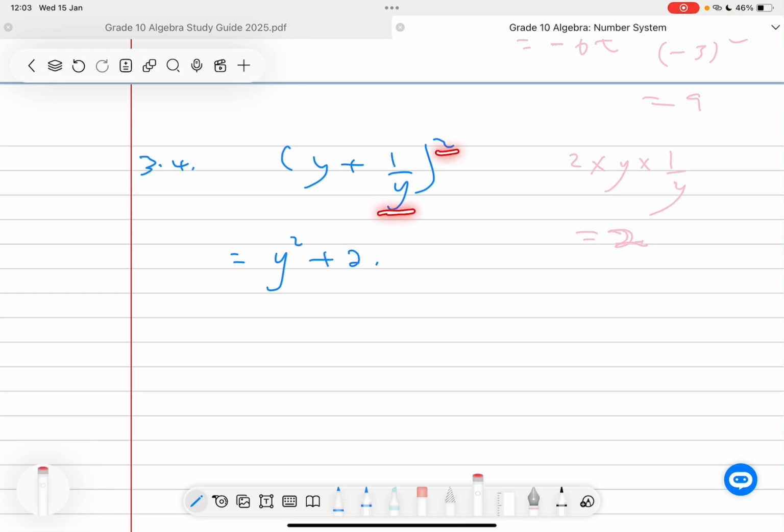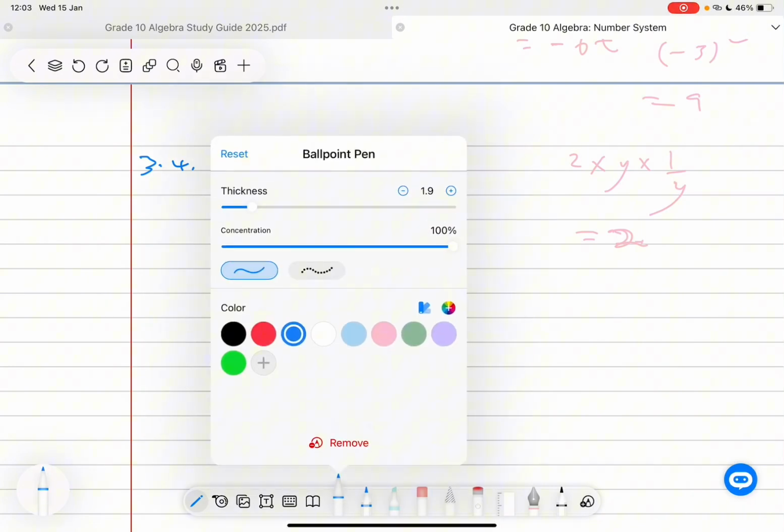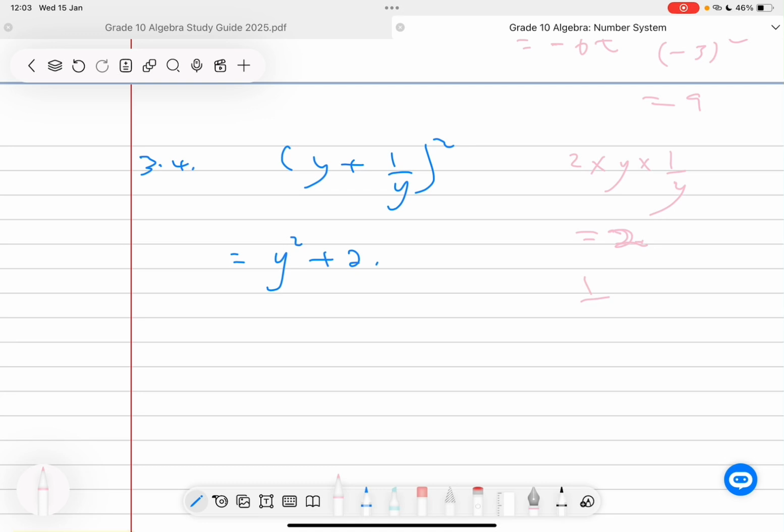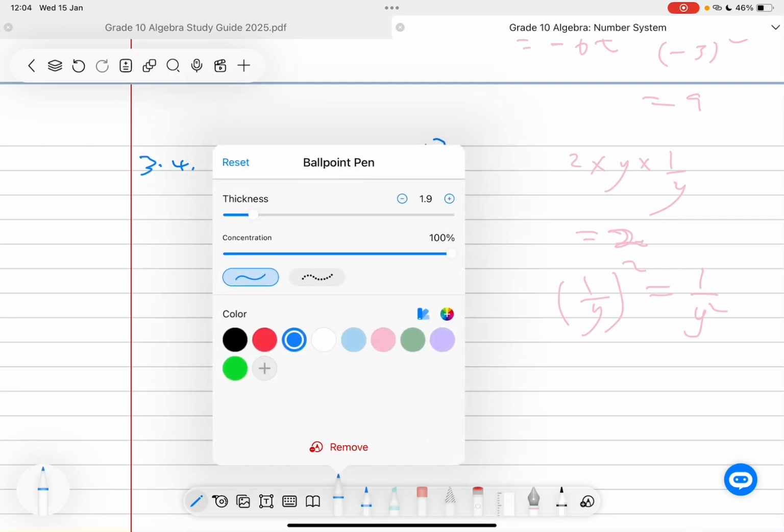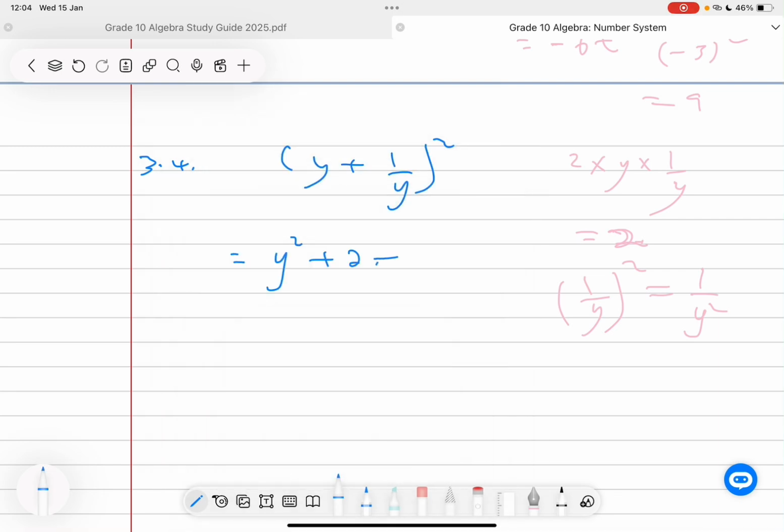Then we square this number, right? 1 over y. We take the 1 over y, then we square it. So this will give me a 1, because remember the square would come here, the 2 would come here and also come here, right? So it means my denominator would be y squared. So it means here we're going to have plus 1 over y squared.